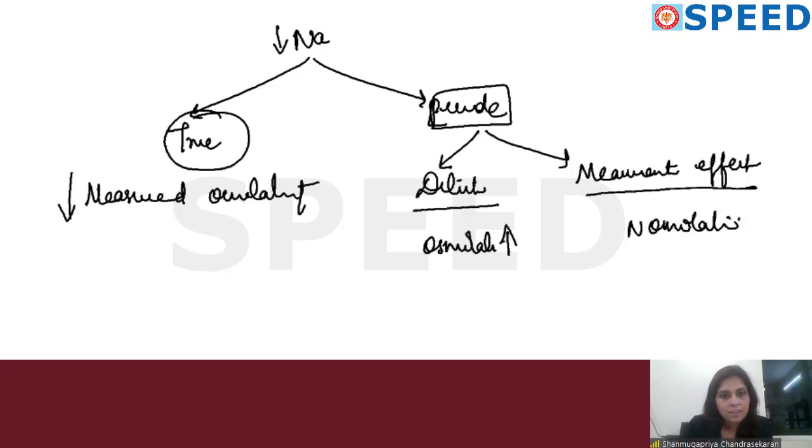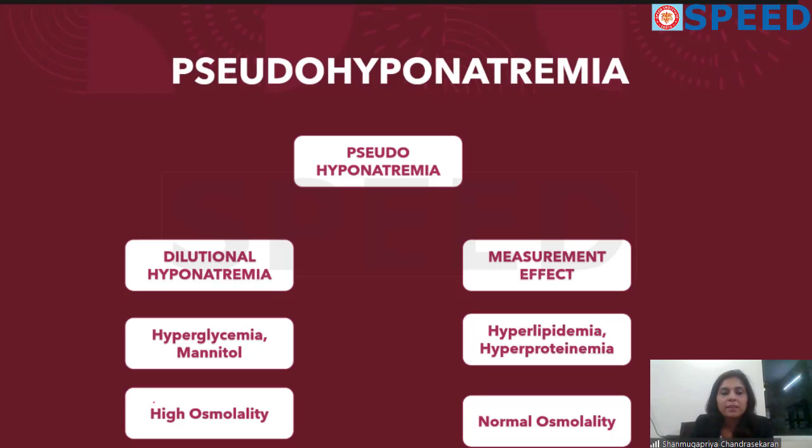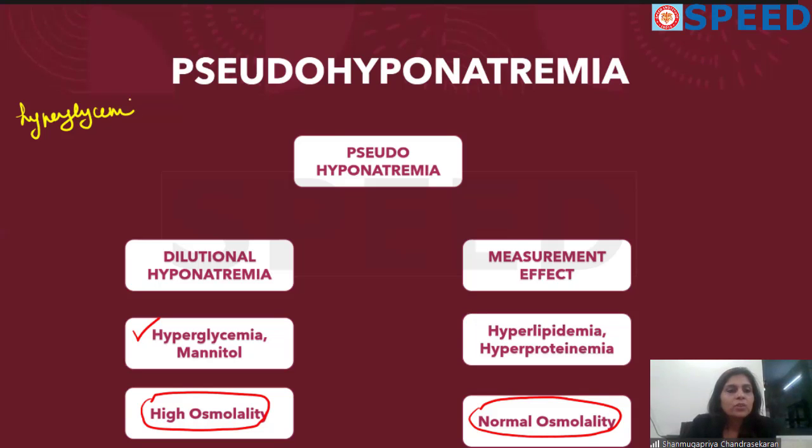So this is the first level. Pseudo-hyponatremia, osmolality is either high or normal. Only in true hyponatremia, osmolality will be less. So does that mean in hyperglycemia, you won't know whether it is hyponatremia or not? Because hyperglycemia can also cause hyponatremia, right? Do you think hyperglycemia always causes pseudo-hyponatremia? No, because it can even cause true hyponatremia.